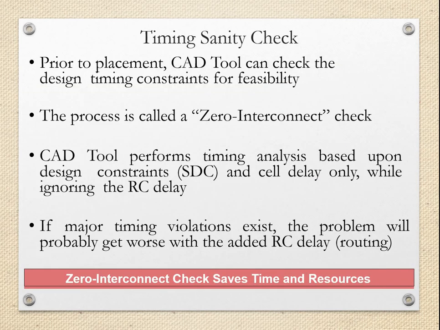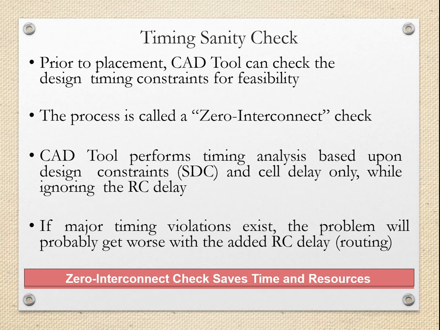Then the timing sanity check is done. Prior to the placement, the CAD tool can check the design timing constraints for feasibility. The process is called zero interconnect check. The CAD tool performs timing analysis based upon design constraints, that is the SDC file, and the cell delay only, while ignoring the RC delay, that is, the path delay is not considered. Only the cell delay will be considered, the actual propagation delay through the particular circuit element.